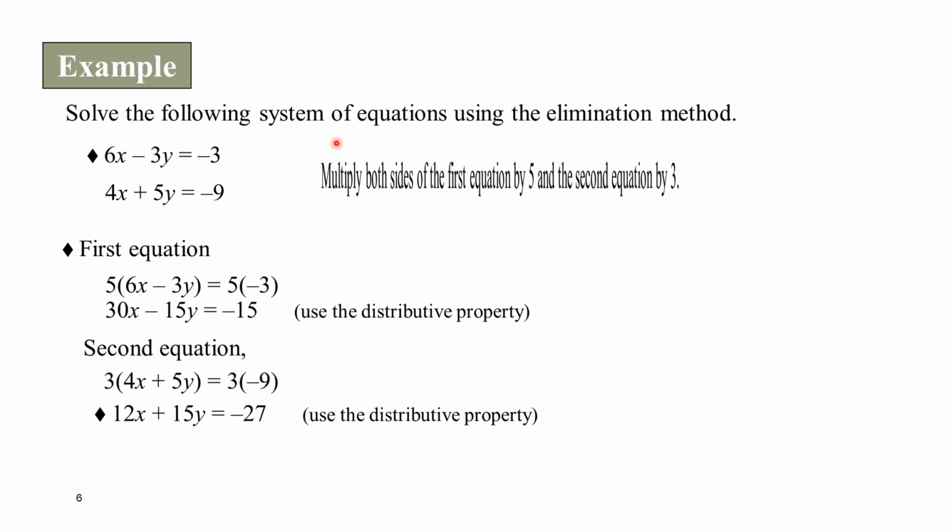Okay, so we have here another example. Solve the following system of equations using the elimination method. Our first equation is 6x minus 3y equals negative 3. The second is 4x plus 5y equals negative 9.